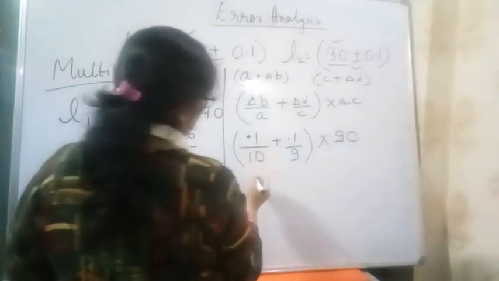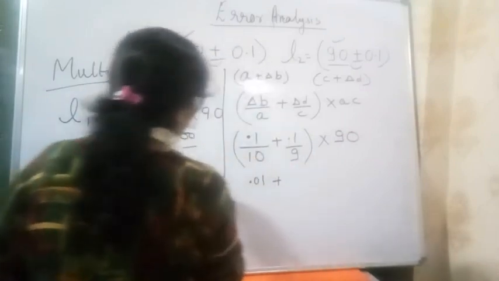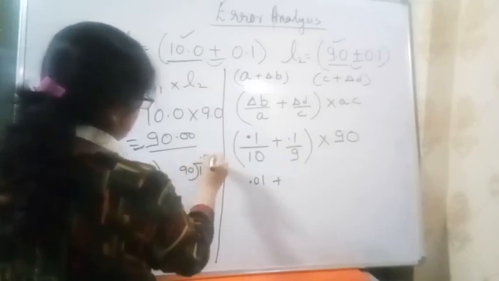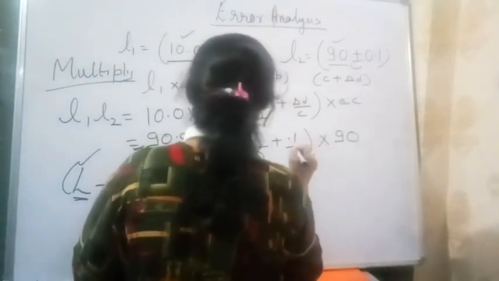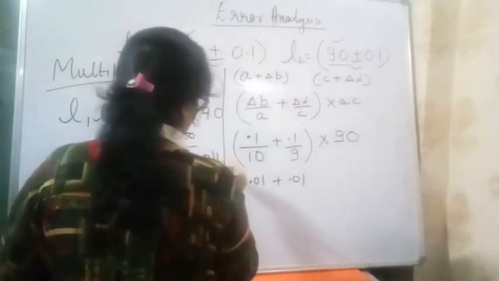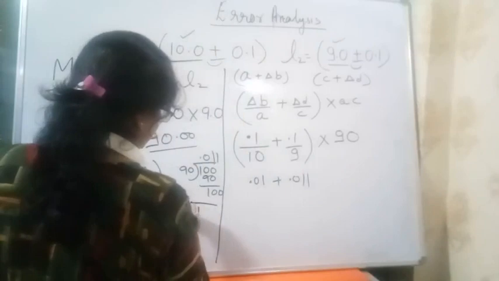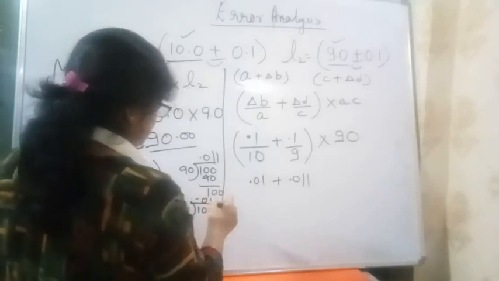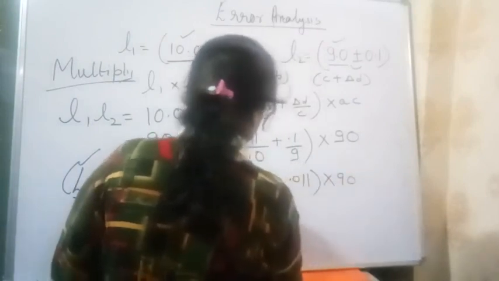Clear? Now when we divide, we have 0.01, and here we have 1, this is 90, this is 0.001, that is 0.01, then 90, then 10, then 0.1. Clear? And here we have 0.0111.